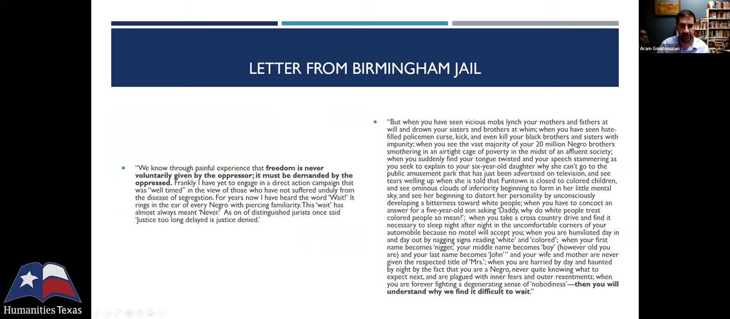And perhaps the passage on the right here, this long sentence, when he talks about all the emotional wounds of segregation, including talking about his own family and his kids, saying they want to go to Funtown, the amusement park in Atlanta, but they can't because it's segregated. And at the end of this incredibly emotional passage, he says, then you will understand why we find it difficult to wait.